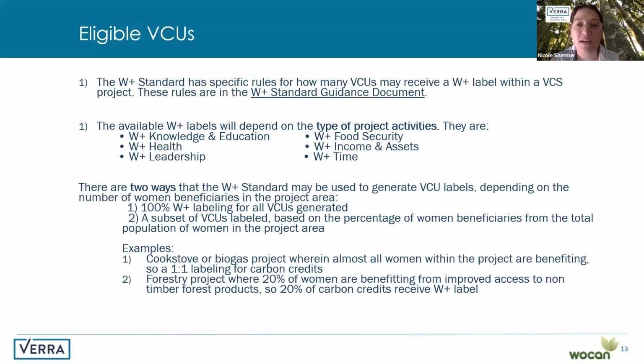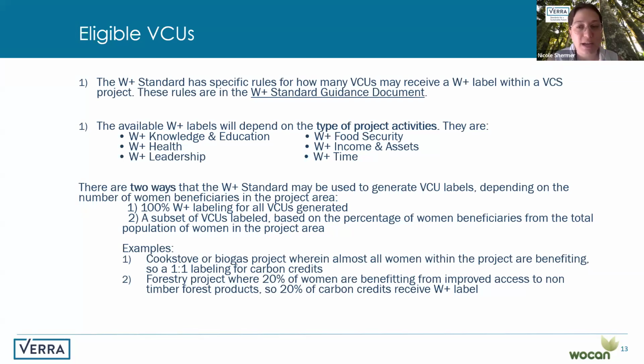the W+ standard. But in general, at a very high level, the available W+ labels depend on the type of project activities or the domain of the activity that the project is implementing. So the 6 labels are knowledge and education, health, leadership, food security, income, assets, and time. Just like those domains that Jeanette mentioned, that's reflected in the types of W+ labels that you can have issued to your VCUs. So the specific rules that the W+ standard has about which VCUs may receive a W+ label are summarized very briefly here.